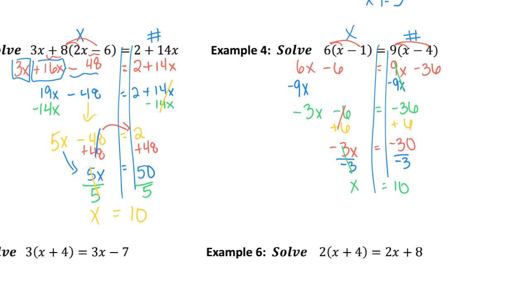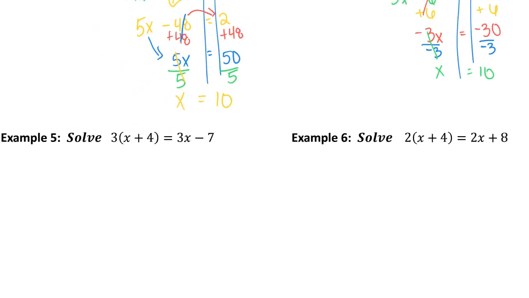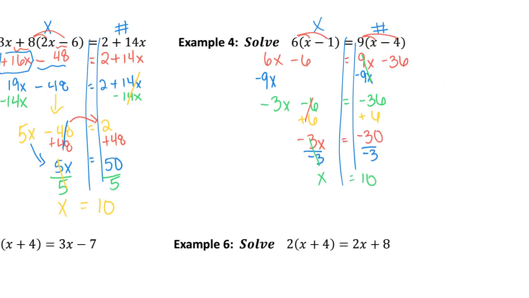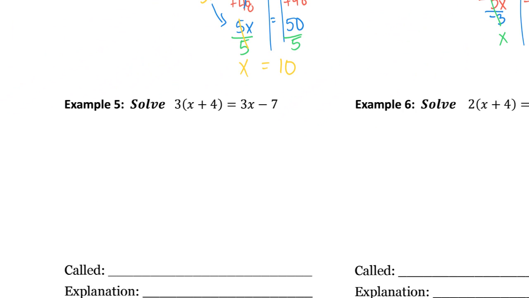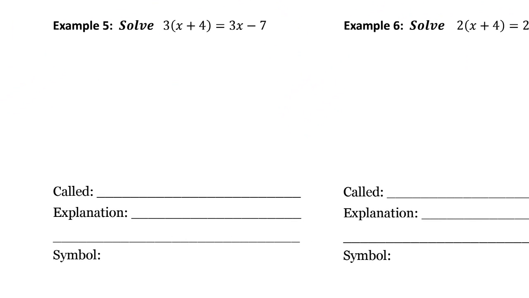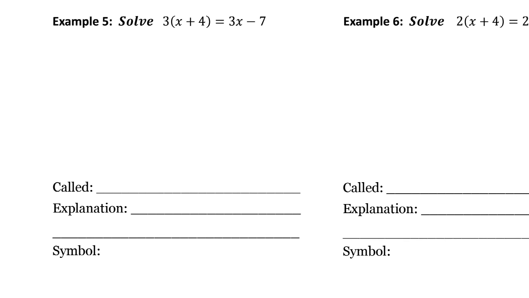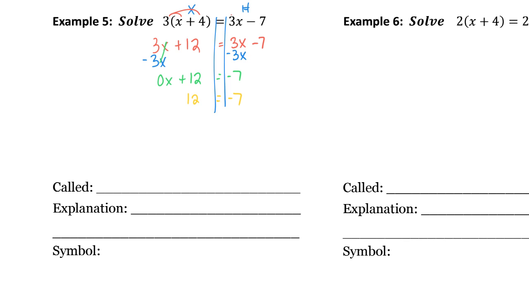Okay, looking at example 5. Since you were so good at example 4, I want you to try example 5 for me. So get as far as you can on example 5. All right, so hopefully you distributed the 3 to the x and the 4. So you got 3x plus 12 equals 3x minus 7.